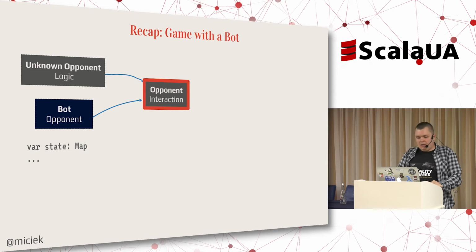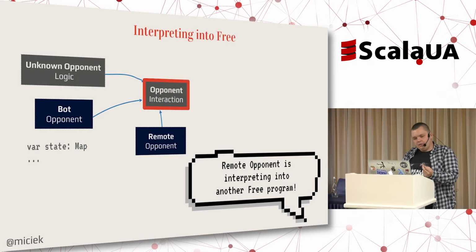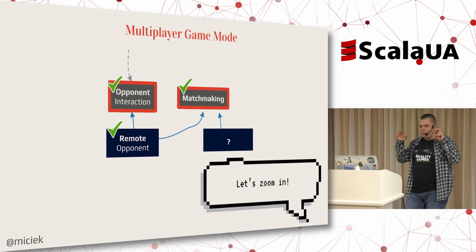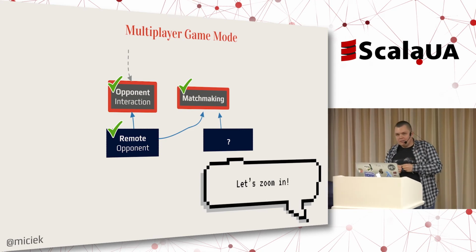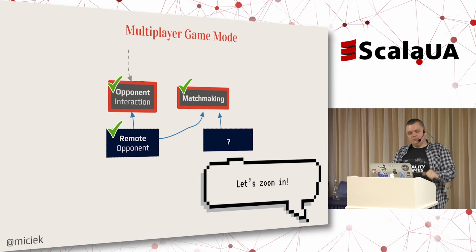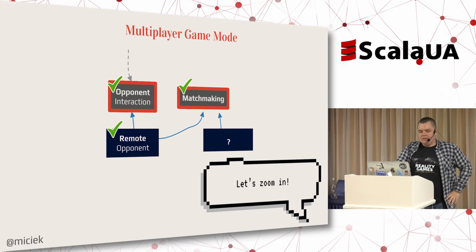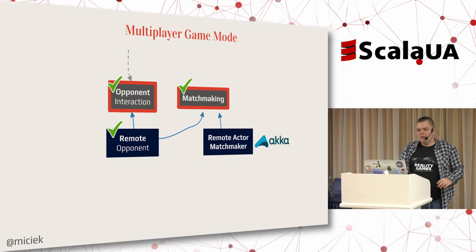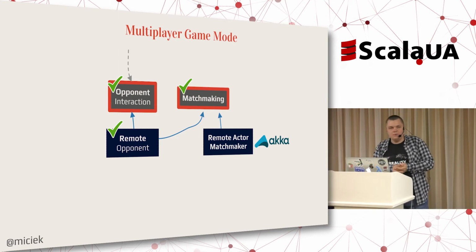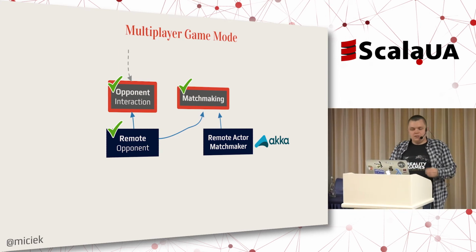right? Technically. And now we need this remote opponent, which we interpreted into matchmaking programs. So what we are really missing here in this whole puzzle is one technical concern: how to implement matchmaking operations, those register as waiting, get waiting opponents, and things like that. So let's zoom in. This is where Akka comes in. So this is the remote actor matchmaker concern.